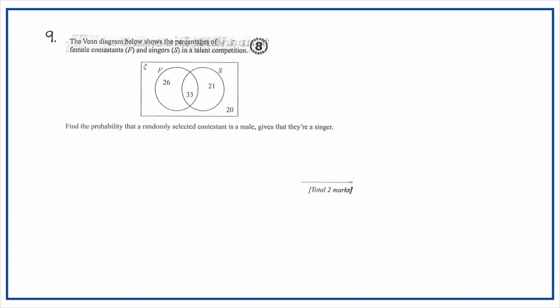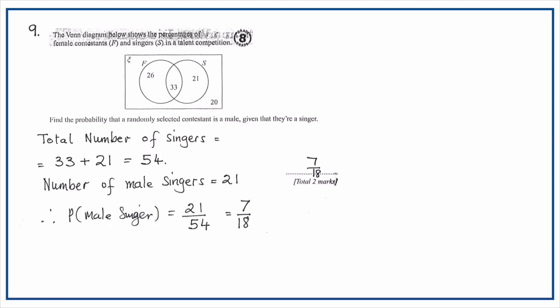Question 9, the Venn diagram below shows the percentages of female contestants F and singers S in a talent competition. Find the probability that a randomly selected contestant is a male, given that they are a singer. The total number of singers here is 33 plus 21, which equals 54.